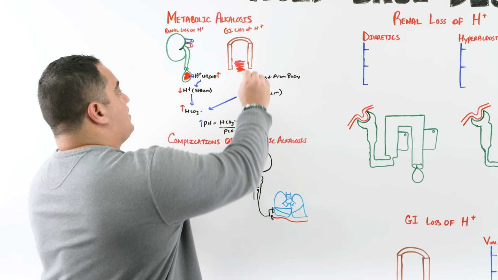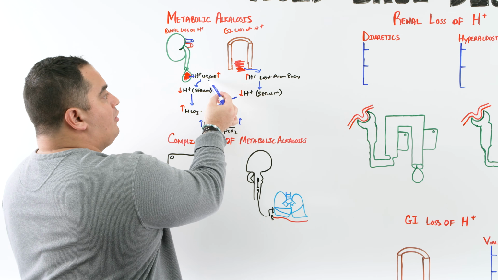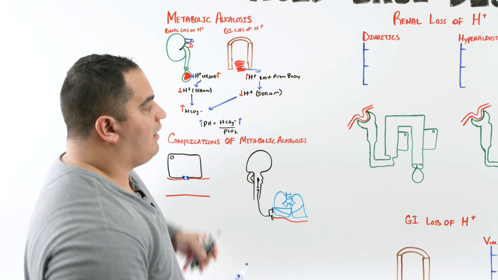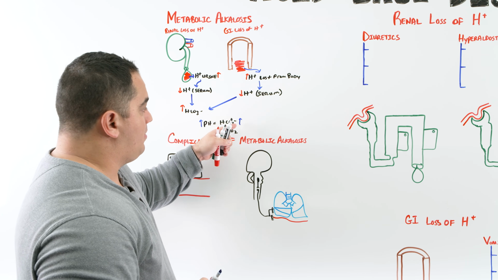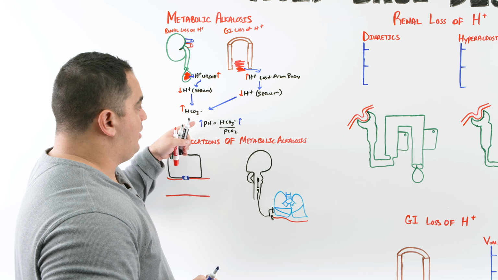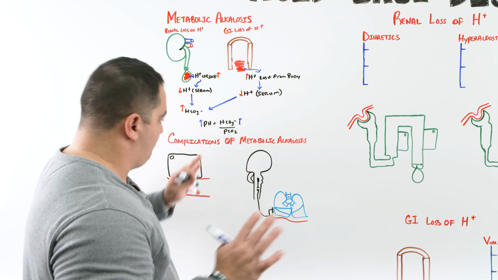So again, these are the particular scenarios. You're either losing protons from the GIT or losing protons from the kidneys. We'll talk about the etiologies here in a little bit, but that's the concept of metabolic alkalosis: bicarb is going up, pH is going up. It's either because you're losing protons from the GIT or from the kidneys. All right, simple as that.